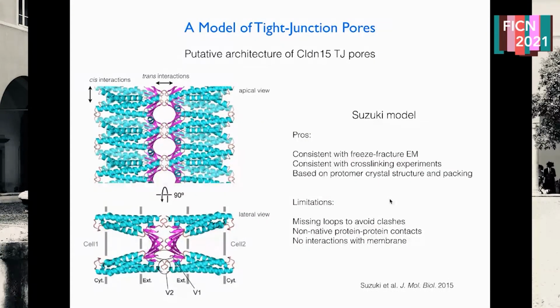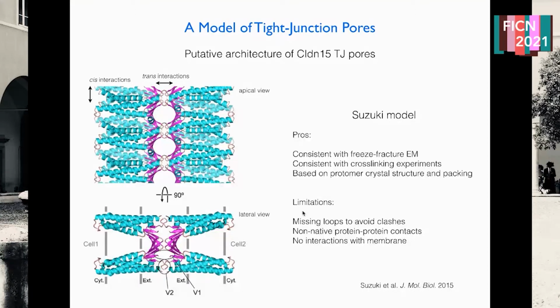So the same group that solved the structure of the protomer of the single protein actually proposed a structure for an architecture of Claudin 15 strands forming pores. Now, this model, which is now referred to as the Suzuki model, was based only on the crystal structure of the single protein and the crystal packing, but it was made consistent with images from freeze fracture electron microscopy and from cross-linking experiments.